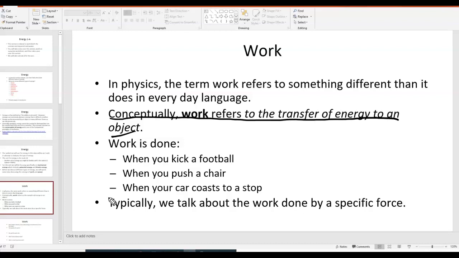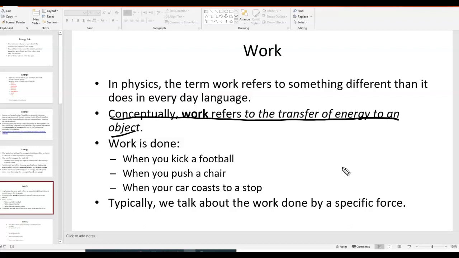When you push a chair, you do work on the chair. You transfer energy to the chair, and then it rolls across the floor. When your car coasts to a stop, let's say you're driving along, you run out of gas, your car is eventually going to slow down and stop because of friction. In that case, work is being done because the force of friction is actually transferring energy away from the car into the ground. So work can also transfer energy out of an object.